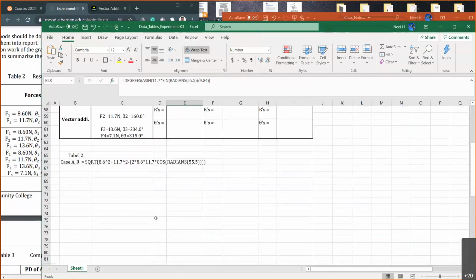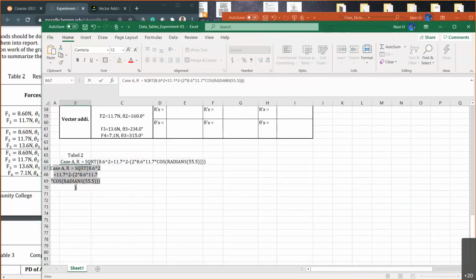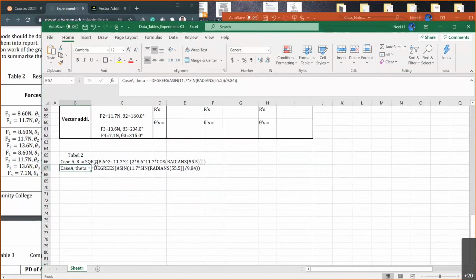So let's add that here. That is actually case A. Case A, theta. You can just start theta there. That's okay, I think. That's the function we need. And then we can reformat a little bit to see that clearly.